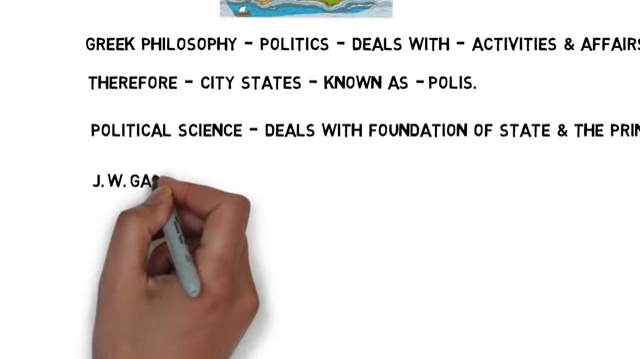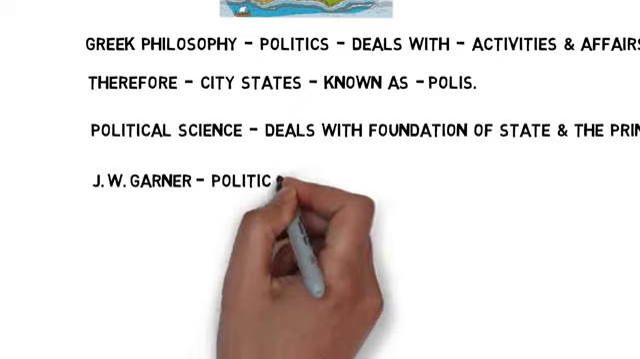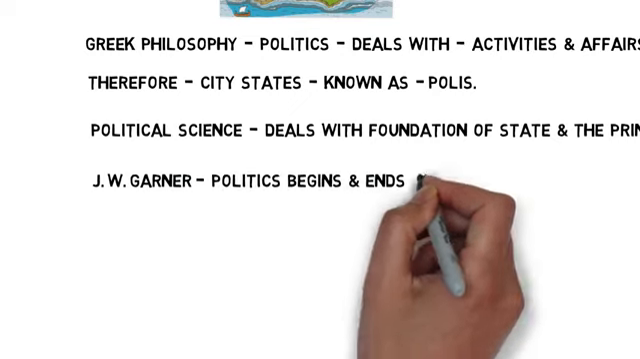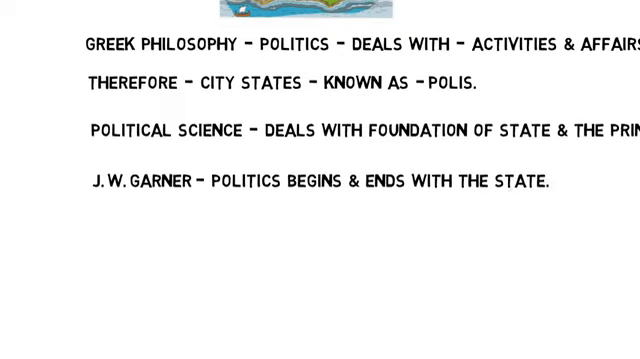Let us take some definitions. Here we have J.W. Garner, and according to him, politics begins and ends with the state. It is very simple to understand. According to Garner, when we talk about politics or political science, it all begins or starts with the state and eventually it ends with the state. So in between, whatever happens, all the affairs of the state are basically a study of political science.